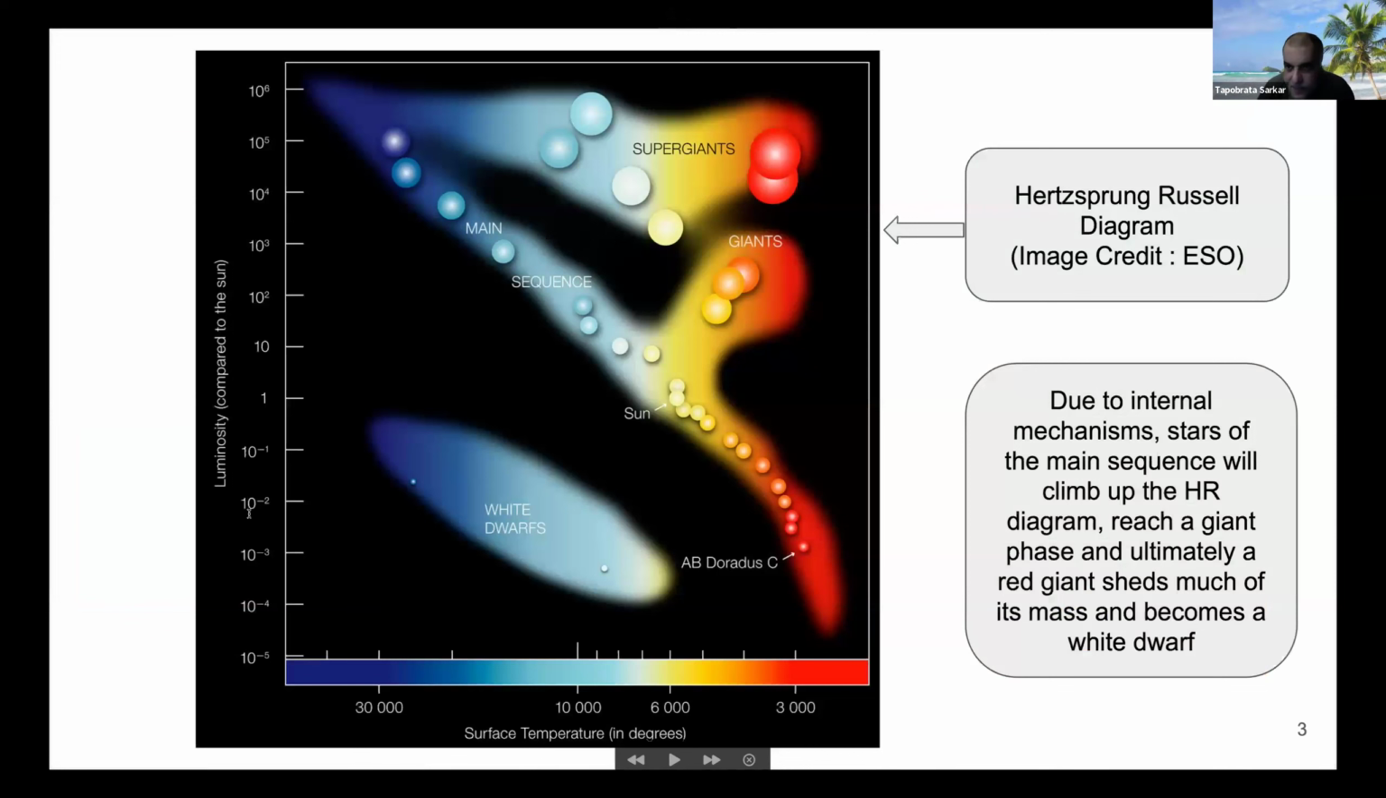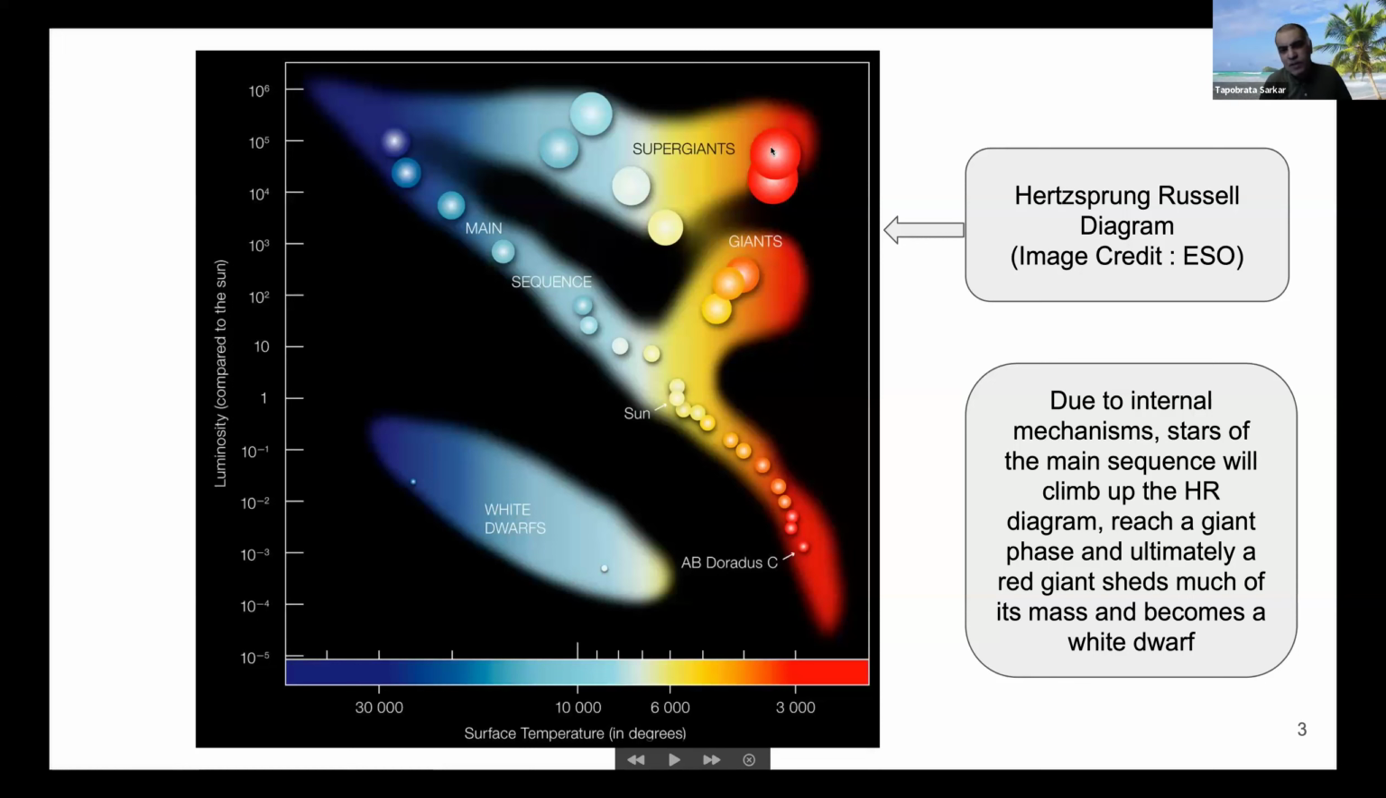So this is the very famous Hertzsprung-Russell diagram in stellar evolution. These are called the main sequence stars, and the sun is somewhere over here. These stars will evolve. Some of them will evolve into red giants, some into supergiants, because of their internal chemical properties and chemical reactions.